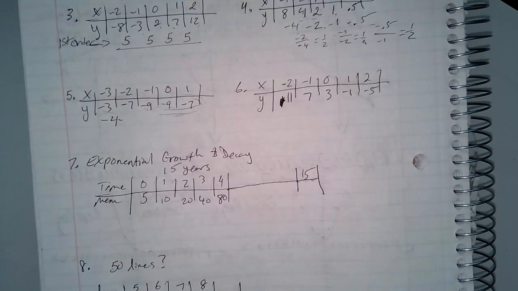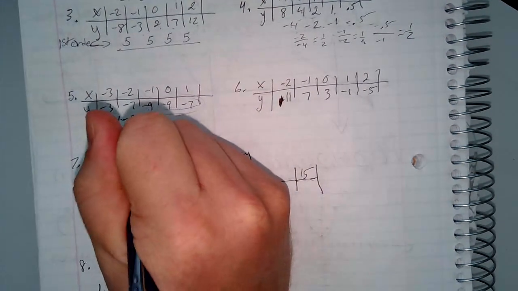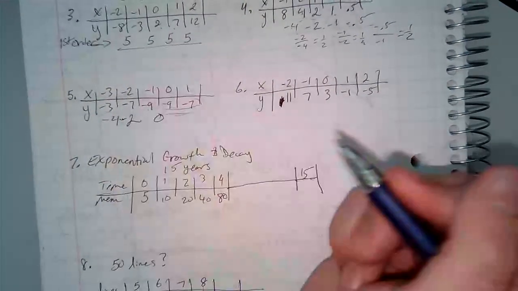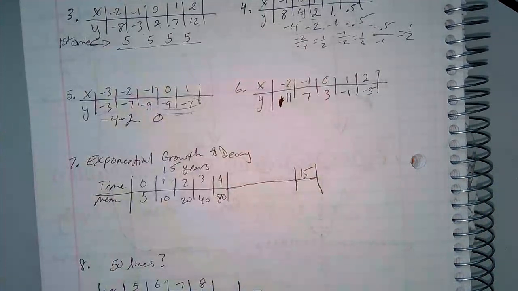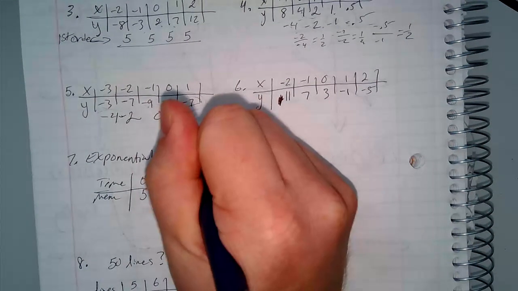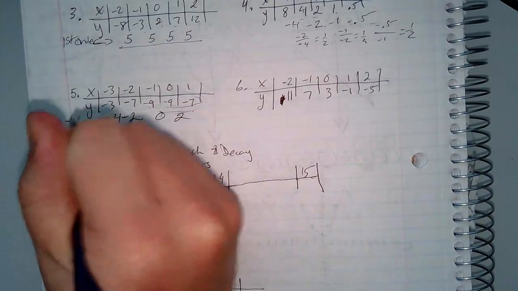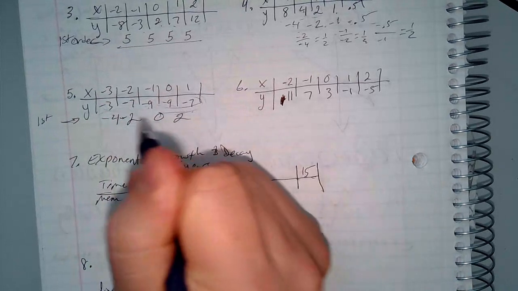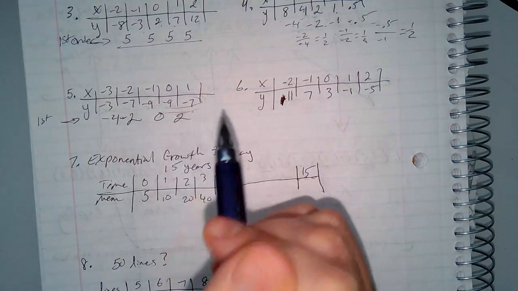Negative 9 minus negative 7 is going to give me negative 2. Negative 9 minus negative 9 will give me 0. And negative 7 minus negative 9 will give me positive 2. That's the first order. Remember when I talked about that with the linear equation up here? Okay, well, those aren't the same, so we know it's not linear.